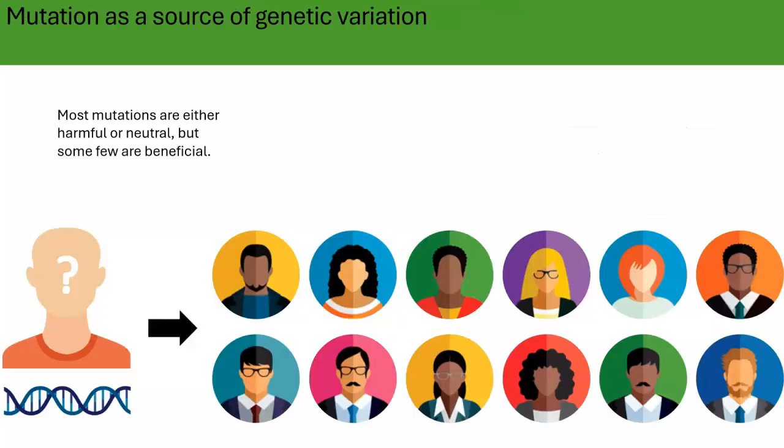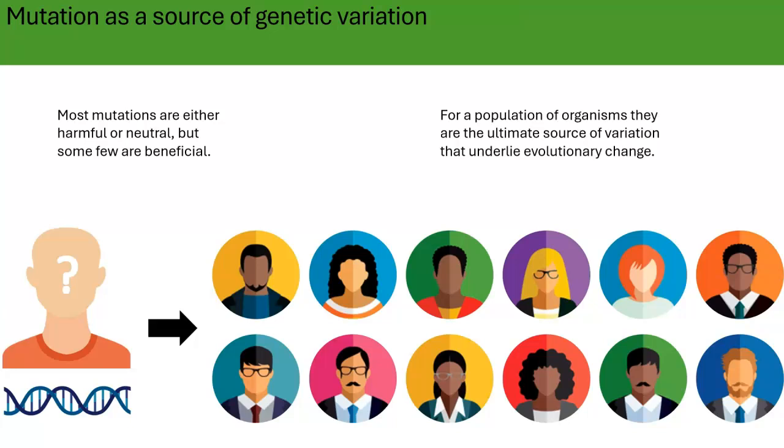Mutation is the main source of genetic variation, and most mutations that occur are either harmful for the individual or neutral. But there is a small minority of mutations that give rise to beneficial effects for the individual in their specific environment. And for a population of organisms, mutations are the ultimate source of variation that underlies evolutionary change.